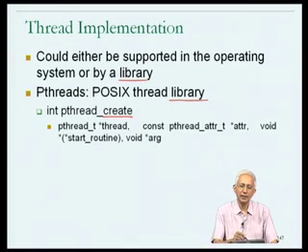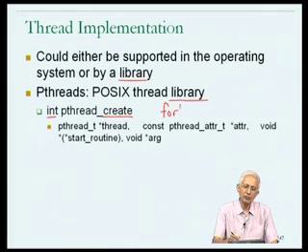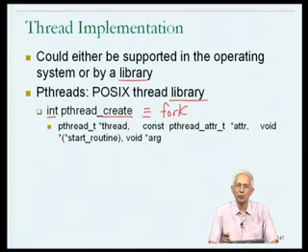And in the case of pthreads, the name of that function is pthread_create. It returns an integer value. It takes various parameters. I won't go into the details of this, but this is reassuring because this would be the parallel of fork. It is how one creates a new thread.